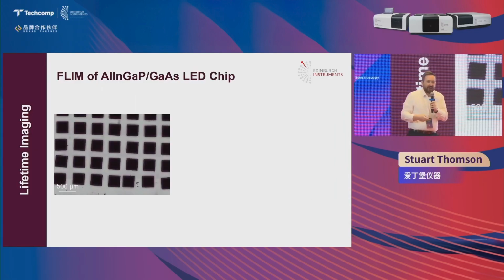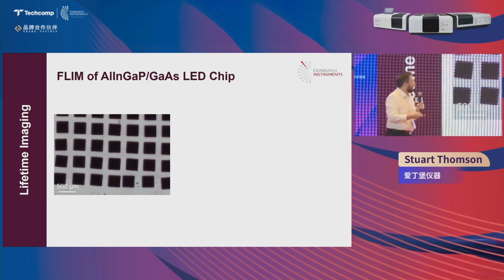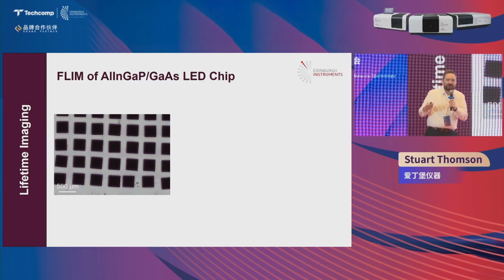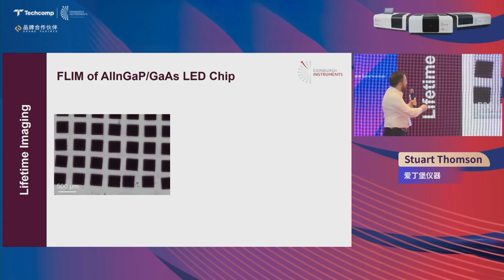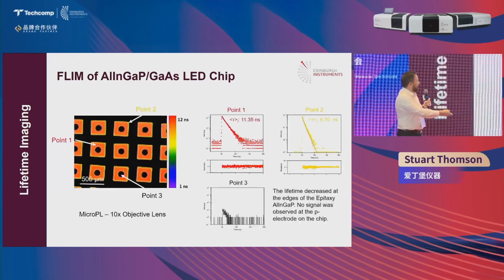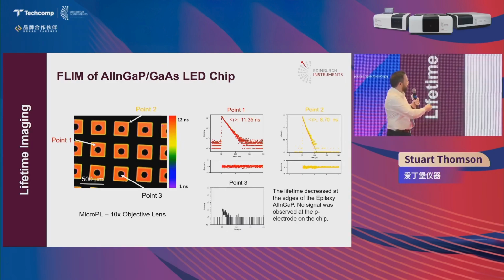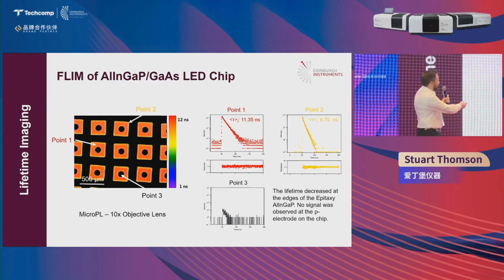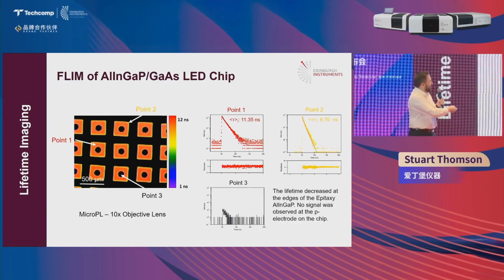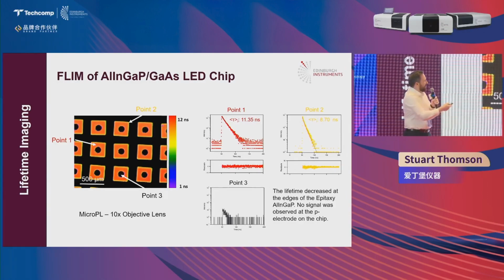I'm now just going to present a couple more examples of where lifetime imaging can be used on the micro-PL. The first example I have is an aluminium indium gallium phosphide LED chip. This is just a standard microscope image, in bright field mode. But if we use the EPL laser source to excite the sample, we can measure this lifetime image. We can see that the area between the LED chips is black, so there's no emission here. And then the LED chip itself is color-coded in red, and this has a lifetime of around 11.3 nanoseconds.